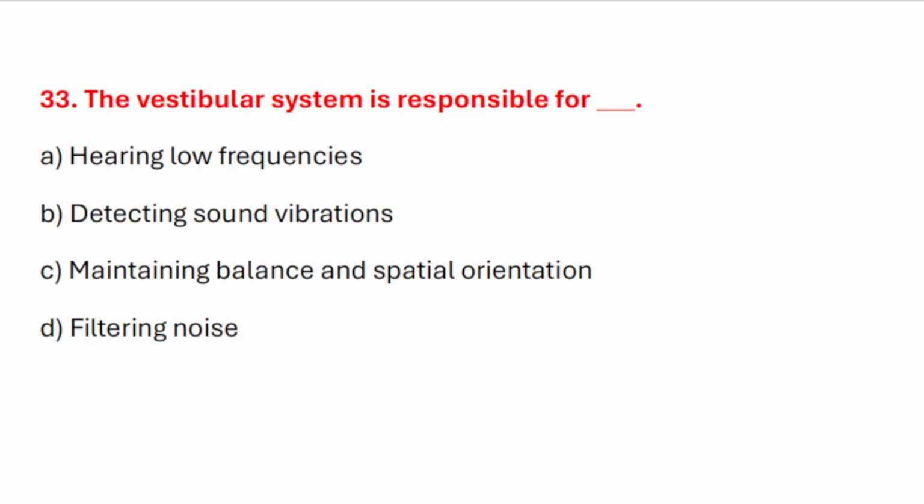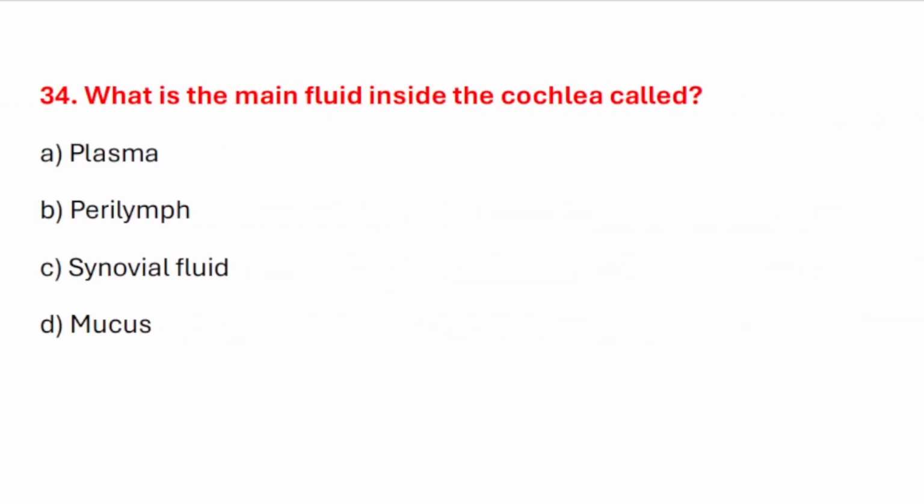Question number 33. The vestibular system is responsible for. Correct answer is option C, maintaining balance and spatial orientation. Question number 34. What is the main fluid inside the cochlear duct? Correct answer is option B.